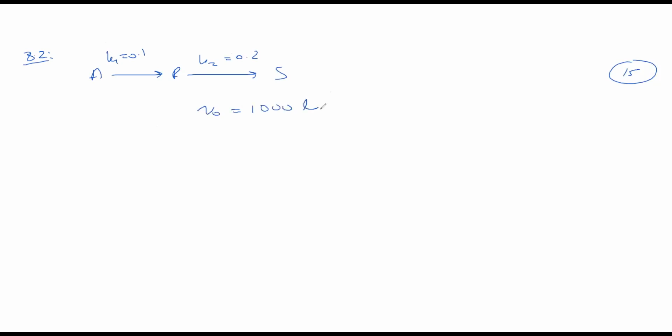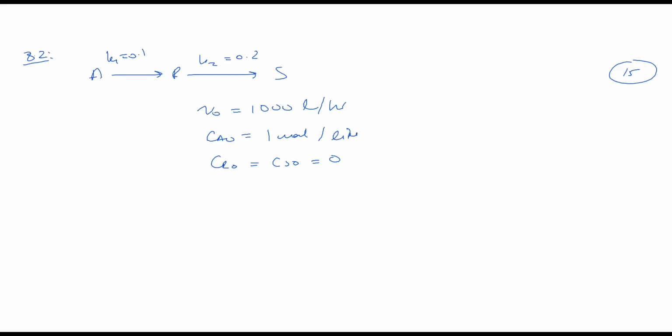Okay, so in this type of problem, this is 8.2. Here I have A going to R going to S. K1 is equal to 0.1, K2 is equal to 0.2, right? And I'm given some other parameters. I'm told V naught is 1,000 liters per hour, Ca naught is 1 mole per liter, and Cr naught is equal to Cs naught equals 0. And what am I looking for in this problem?